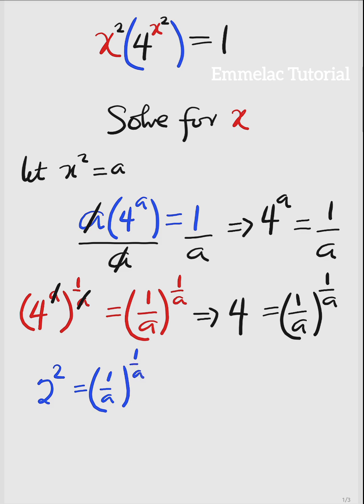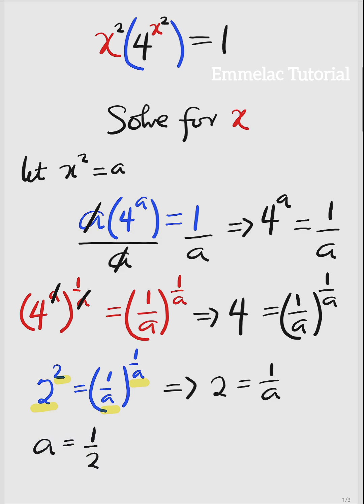Now we can see from this that, comparing the left hand side and the right hand side, 2 is raised to itself, and 1 over a is also raised to itself. So by comparison, we can agree that 2 equals 1 over a, which implies that a is equal to 1 over 2.